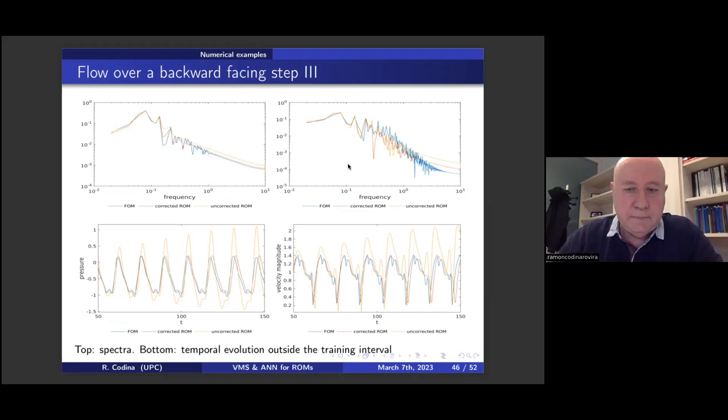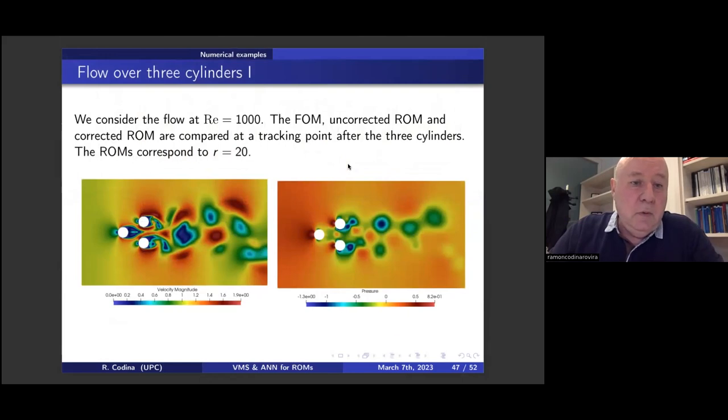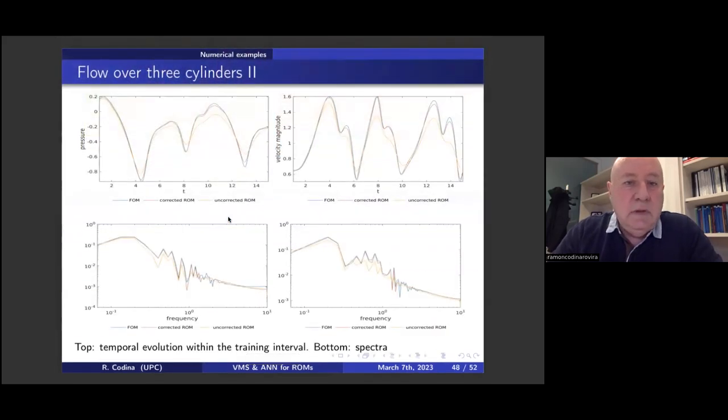So it's quite significant. Another example here is the flow over this configuration of three cylinders at a Reynolds number of 1,000. Again, the dynamics is quite complex for this simple example. I will show results here with the dimension of the reduced order model equal to 20. And we observe exactly the same trend as before. On the left, we have pressure. On the right, we have velocity. On the top, we have the evolution at a point. On the bottom, we have the spectra of both pressure and velocities. And you see again that the solution obtained with the corrected reduced order model is significantly closer to the solution obtained with the full order model than the uncorrected ROM.